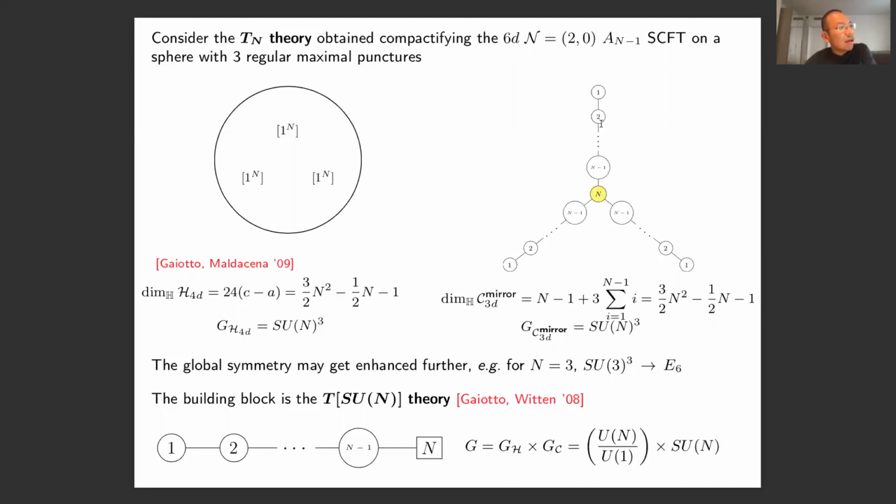If you look at each of the legs, it's just 1, 2, up to n-1, and the central node being n, you can take it to be U(n). But since there is an overall U(1) that decouples, you can choose to decouple this overall U(1) from any node. Suppose you do it from the central node, then it should be called U(n) mod U(1).